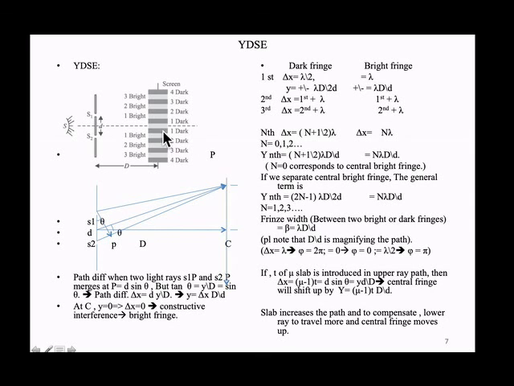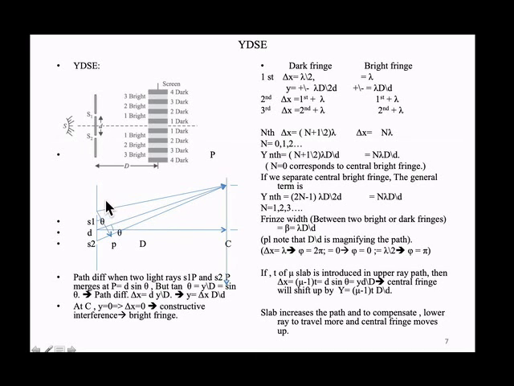So what is this width? This bright fringe is having some width. So this width is called fringe width. Fringe width is lambda D by d. Central bright fringe has lambda D by d. Please note D by d is only magnifying, as we have discussed.